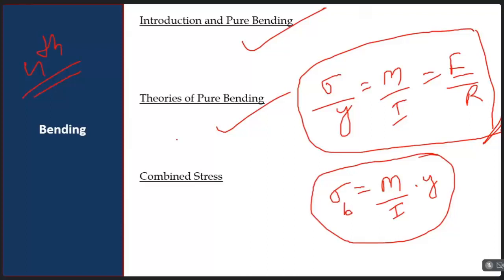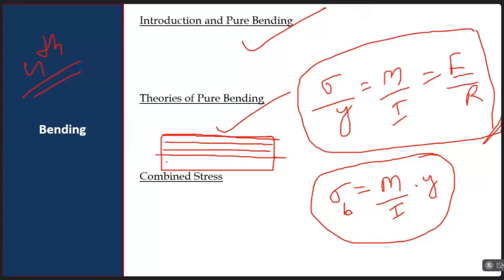Suppose here we have a beam and a bending load is applied. So this is the topmost layer, then the second topmost layer, third topmost layer, then the neutral layer, and so on. So many layers here we have from the topmost to the bottommost layer. So by using this formula, we can get the value of bending stress on the different layers. Okay, and then we can combine stress.